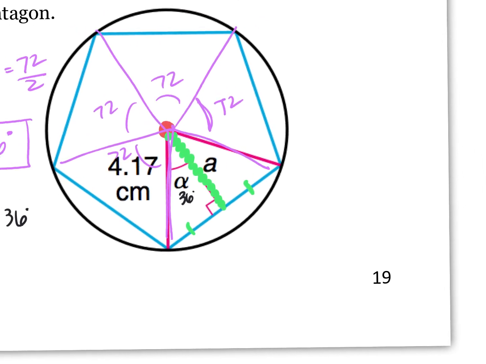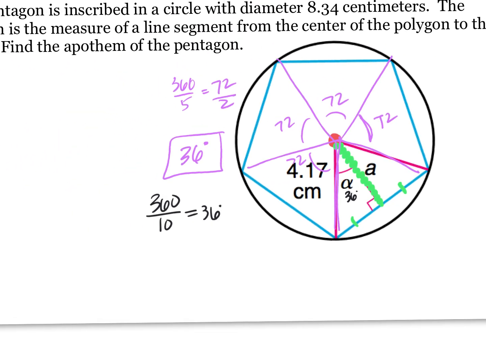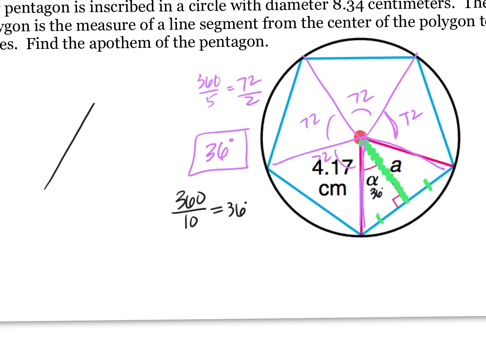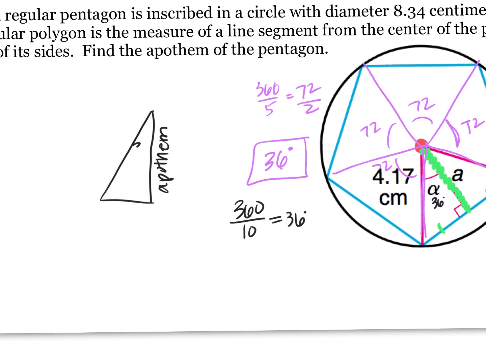So I think off to the side, we should redraw what we got. You're like, okay, that gives me a right triangle. Here's my apothem that I'm looking for still. And this little angle is 36. And they also told us this hypotenuse is 4.17. Because my diameter was 8.34. Can we go find what that apothem is now?